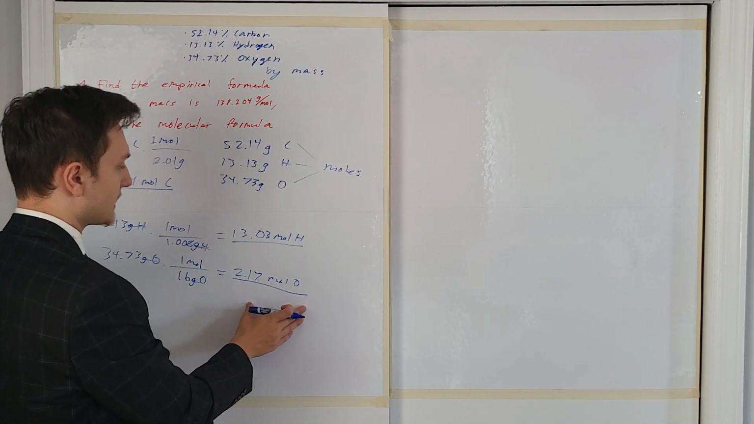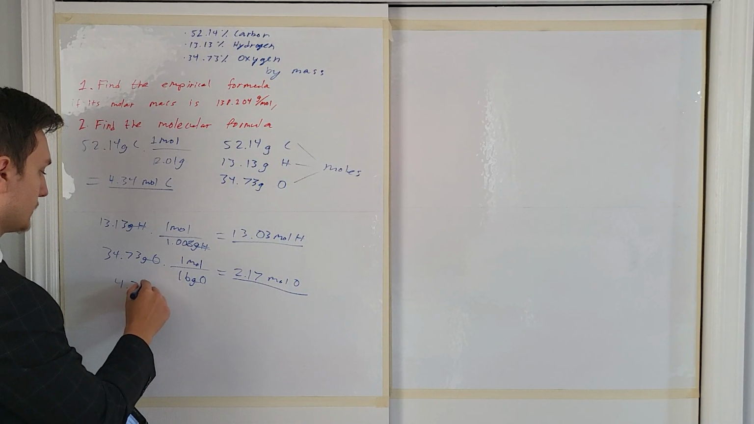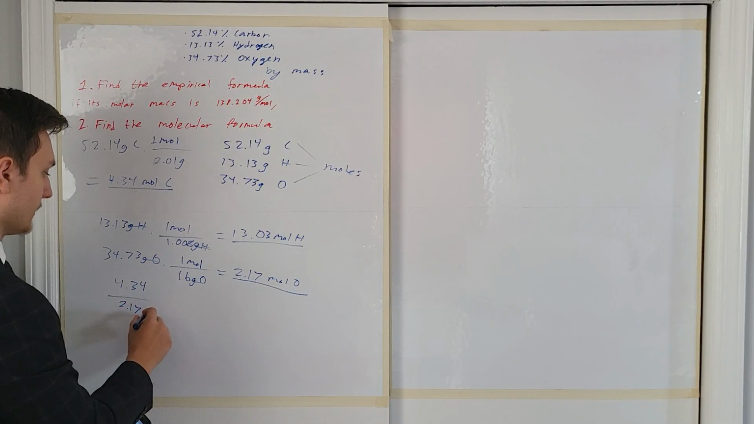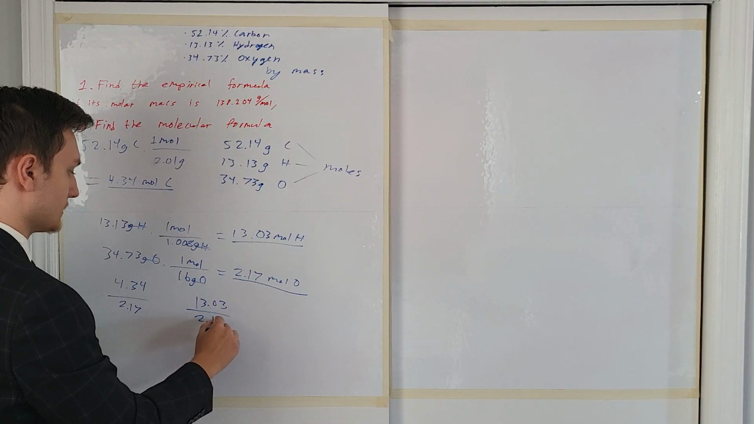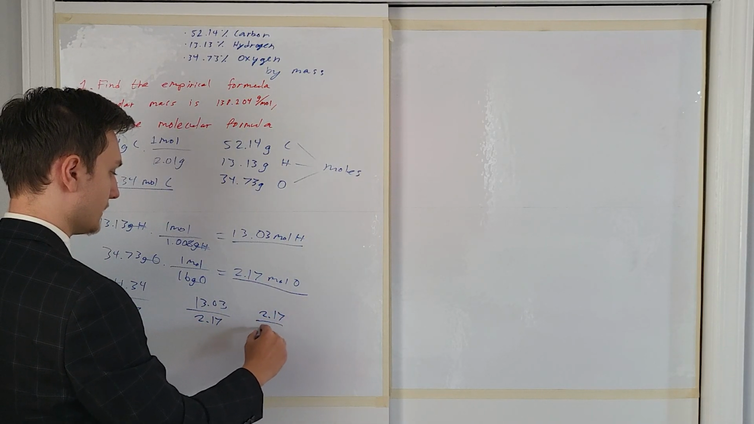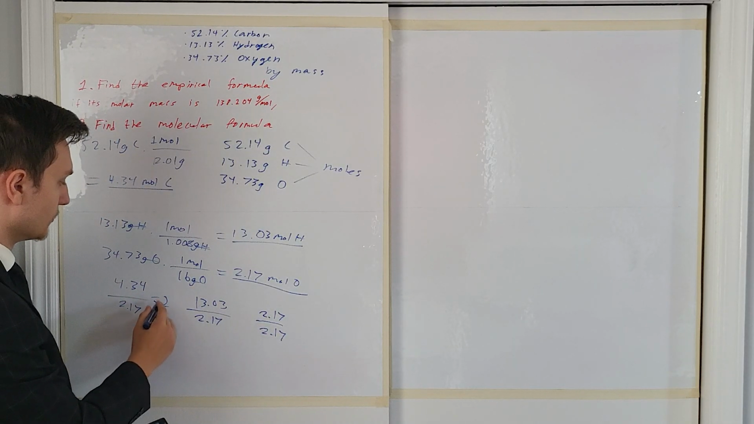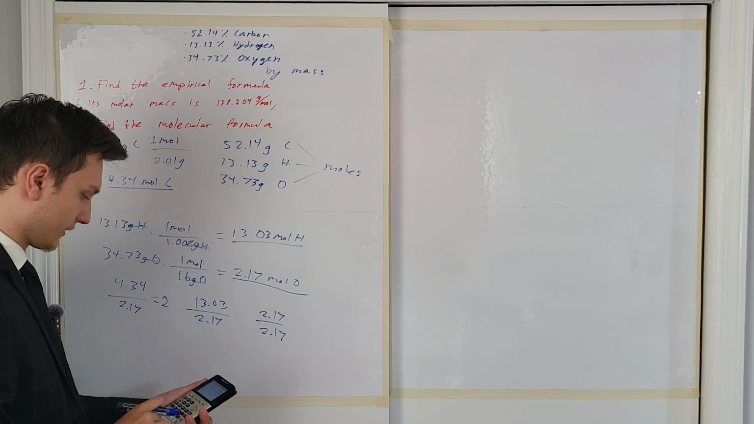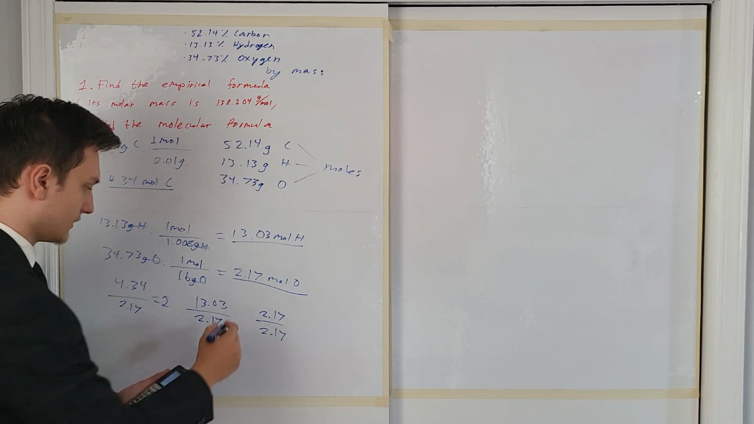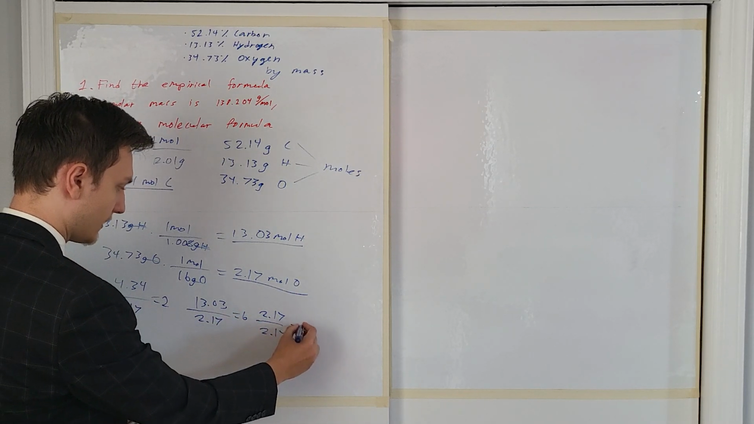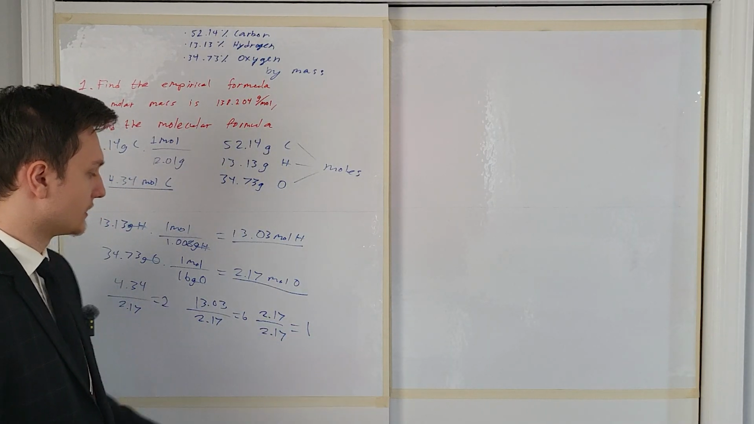Now that I know which one's the smallest, I'm going to divide everything by that number. I'm going to take 4.34 divided by 2.17, 13.03 divided by 2.17, and 2.17 divided by 2.17. Okay? This number, I can tell just by looking at it that it's 2. This number, I'm going to use my calculator, 13.03 divided by 2.17. That's going to give me 6. And 2.17 divided by 2.17 is 1. Okay? Now I have nice whole round numbers.